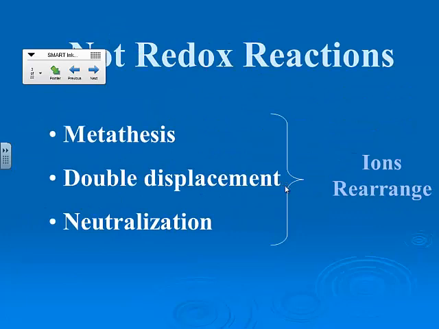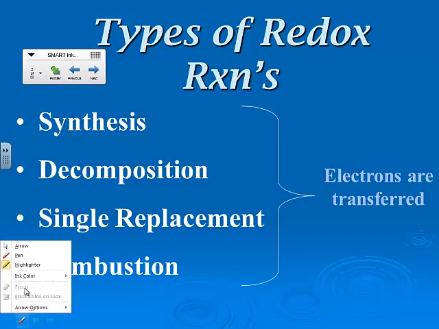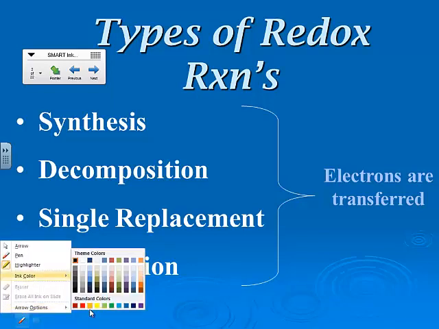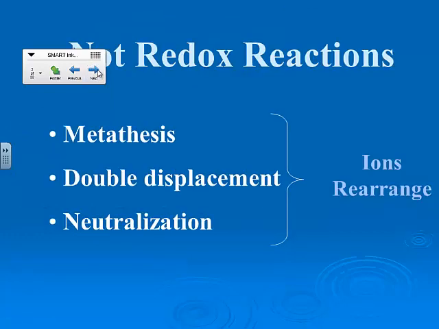Okay? Now, a little bit of reminder, what can be redox? Some common reactions that we see that are redox are going to be synthesis, decomposition, single replacement, and combustion. Almost every single one of these involve electrons being transferred in some way, shape, or form. So this is a pretty big umbrella for types of reactions to all be redox.